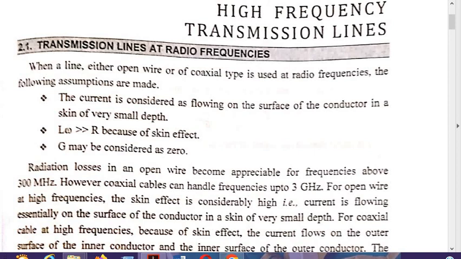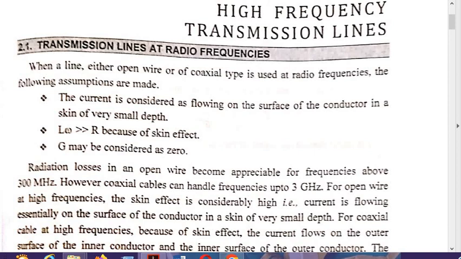Skin effect: the flow of alternating current on the surface of the conductors is called the skin effect. The skin effect will affect the conductor's size. It only happens at high frequencies. So these are all the assumptions you have to make at high frequencies.